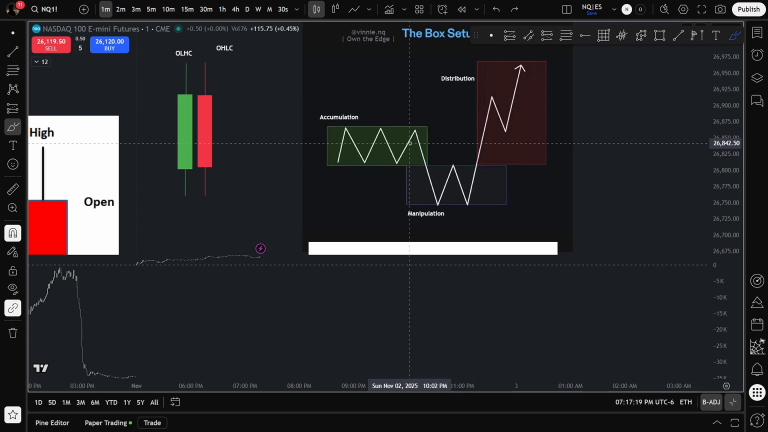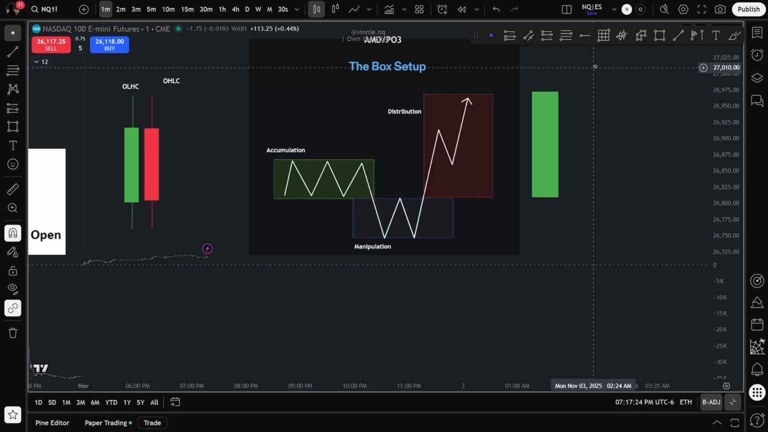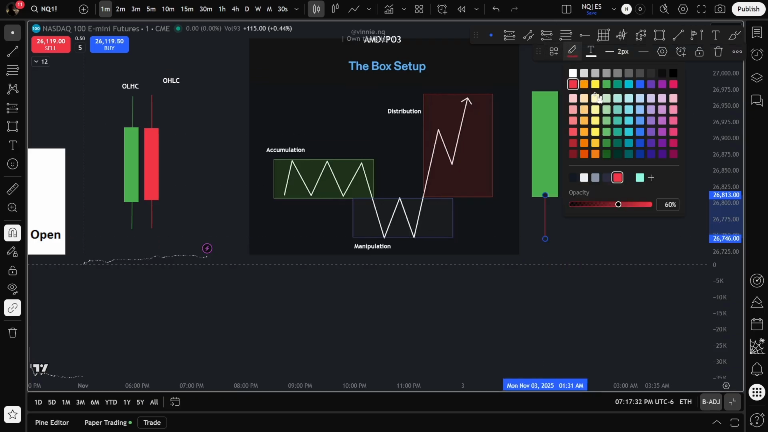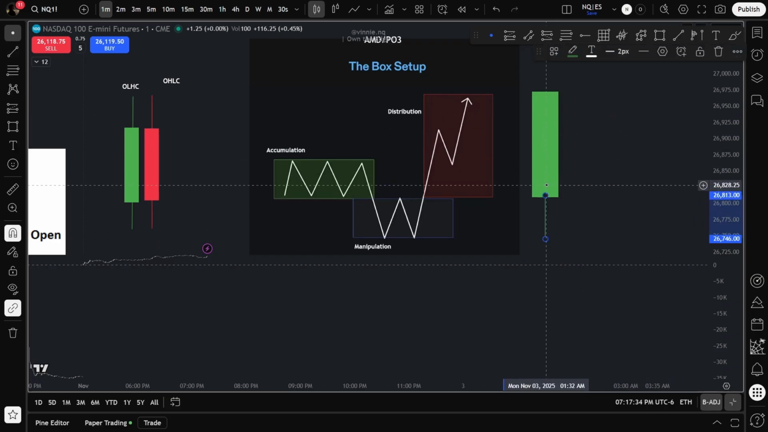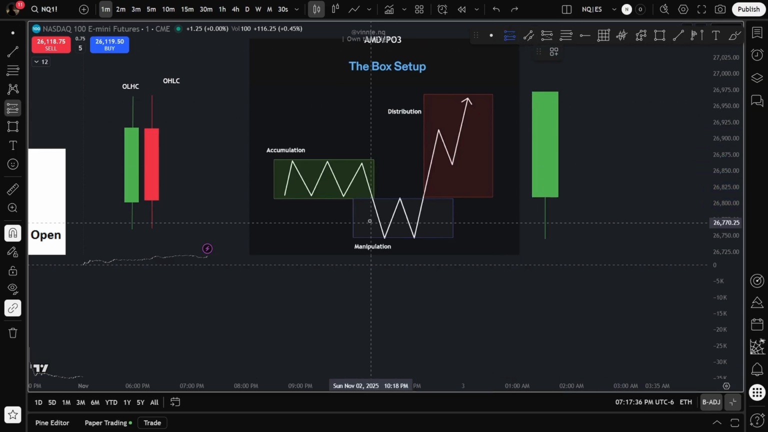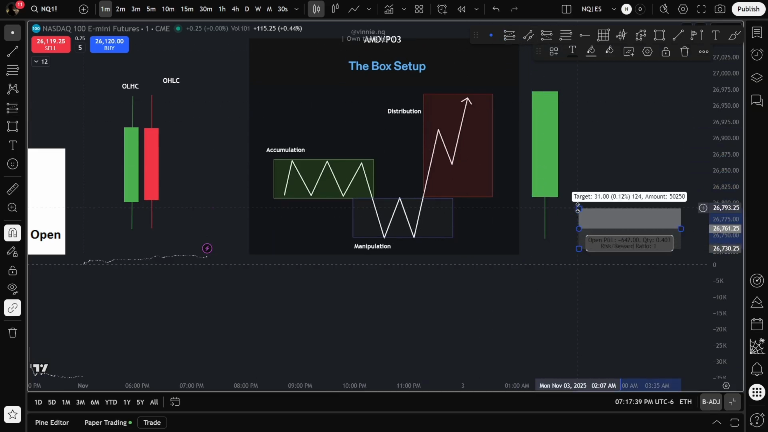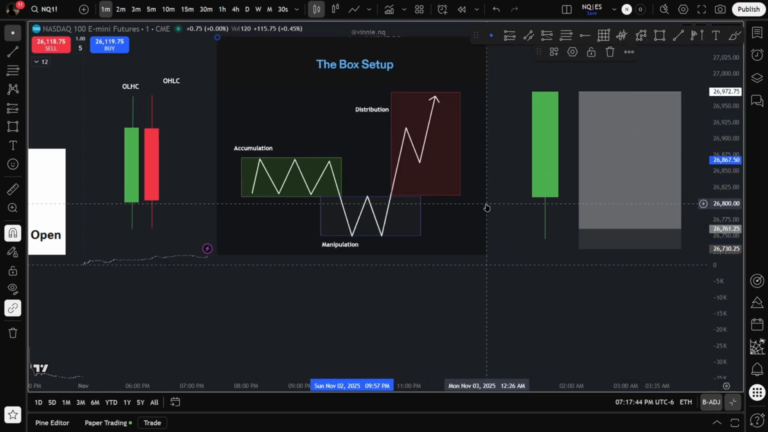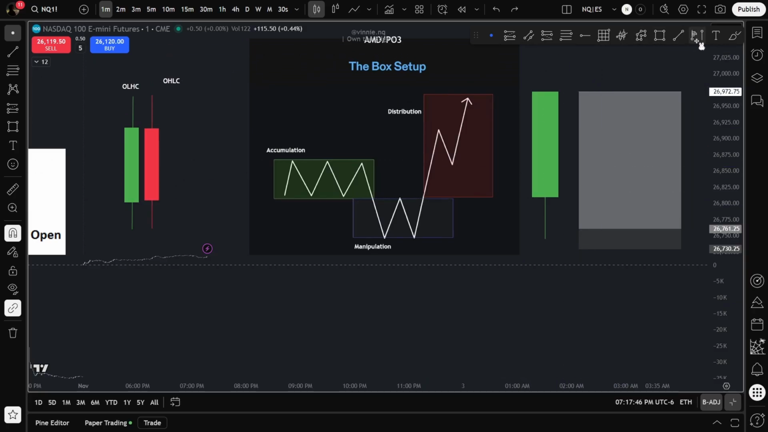So if you can find your entry within the wick, let me draw this for you. This will give you a better visualization of the wick. If you can find your entry somewhere down here for longs, you can ride this whole thing up. This is where price is so far. And then at the end of the day, price will have to go back down like this and close right here.